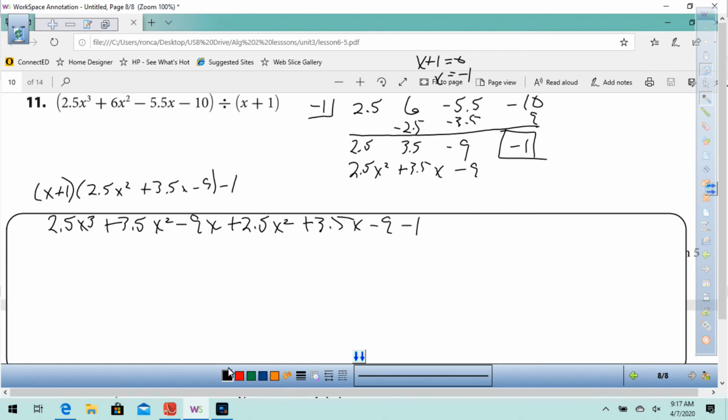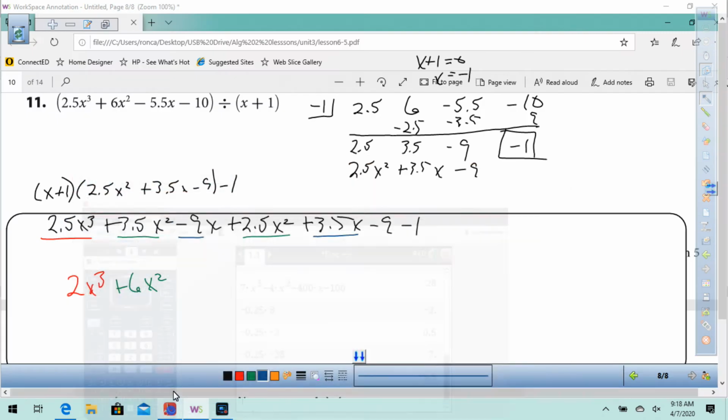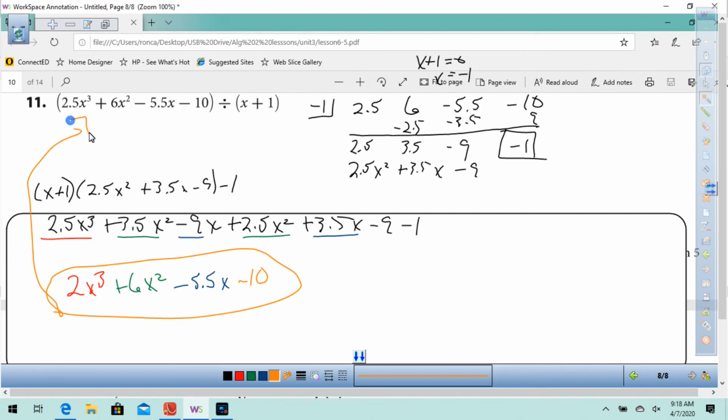Now let's combine these like terms. What do we got? 2.5x cubed. Any others? Nope. All right, we got 3.5x squared and 2.5x squared. Any others? No. 3, 5, 6. That's going to give us plus 6x squared. And we got minus 9x plus 3.5x. Negative 9 plus 3.5 is negative 5.5x. And negative 9 minus 1 is minus 10. That is exactly what we started out with. So it does work. Isn't that cool?